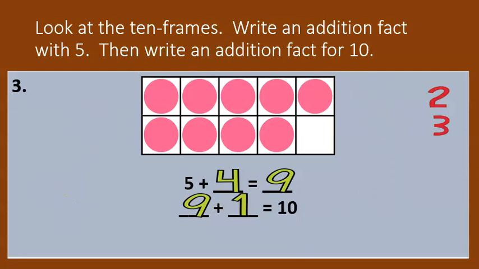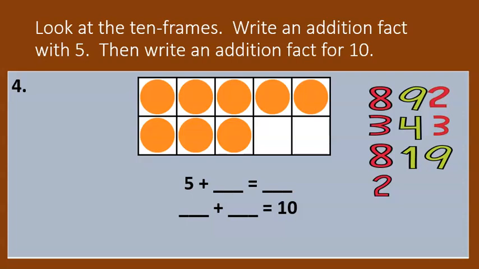Let's go to another example. Look here now again. It says right here also, look at the 10 frames. Write an addition fact with 5. Then write an addition fact for 10. Same thing. We already have 5 here. We have 10 here. We got to insert numbers here now to make our addition equation correct.